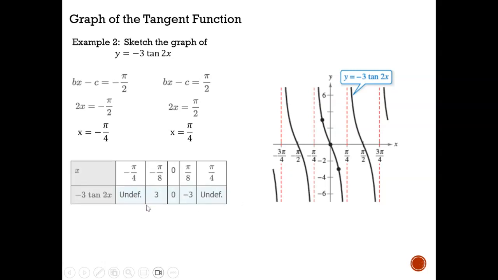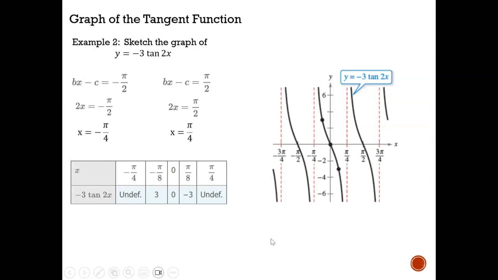Now, with the table, from negative pi over 4 to pi over 4, I'm going to choose 3 values. We pick a value in the middle between 0 and pi over 4, which gives us pi over 8, and a value in the middle between negative pi over 4 and 0, which gives us negative pi over 8. These are the points they use. So if you plug in negative pi over 8 for x, this gives us negative pi over 4. Negative 3 times tangent of negative pi over 4 is negative 3 times negative 1, which gives us 3. That's why they got these points here.